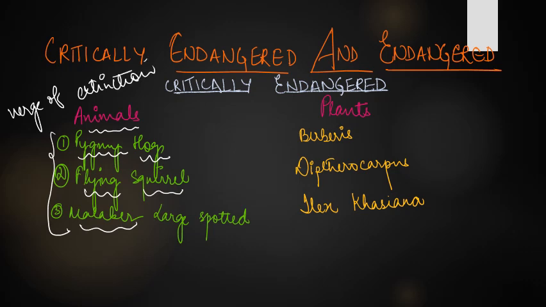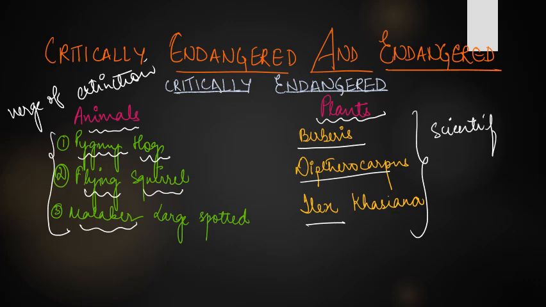If we talk about plants, then the plants which are critically endangered are berberis, Diphtherocarpus, ilex. So these are basically scientific names. If you want to check their common names, you can check and write them down and also let me know. This is your homework, right? So the critically endangered plants are berberis, Diphtherocarpus, ilex.